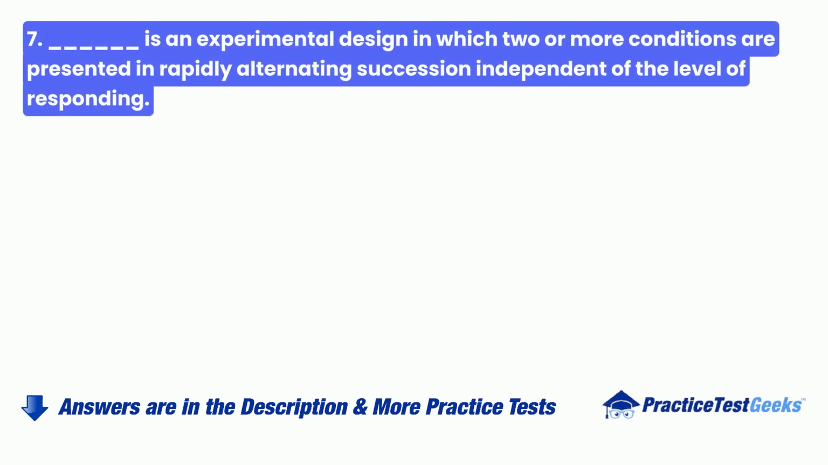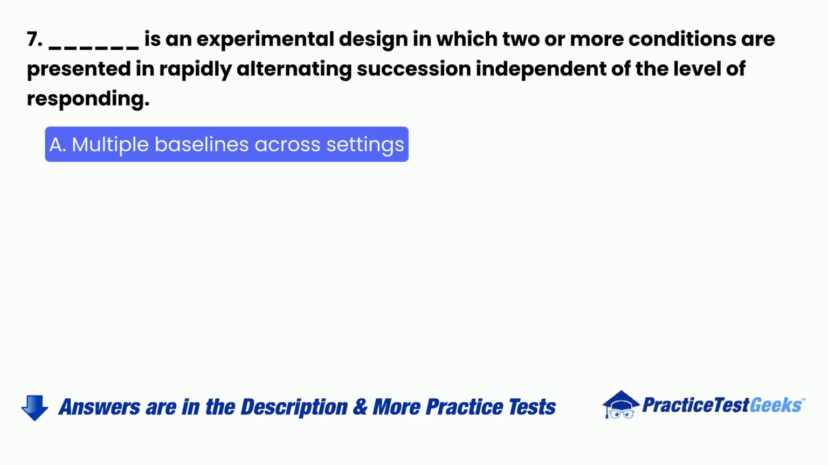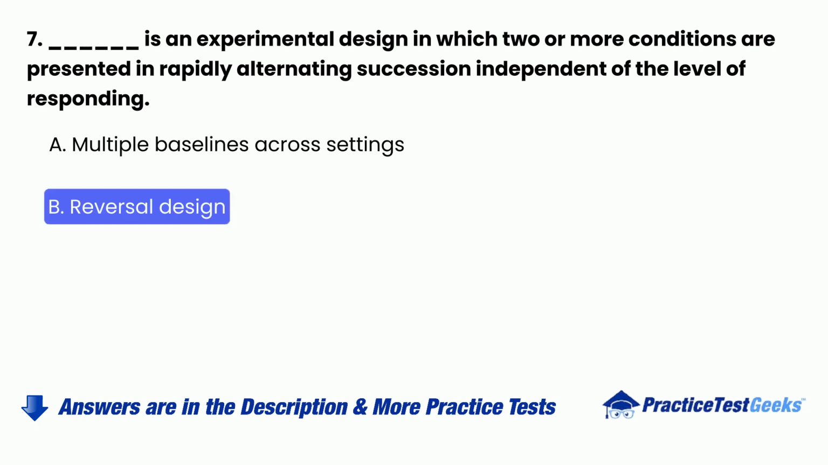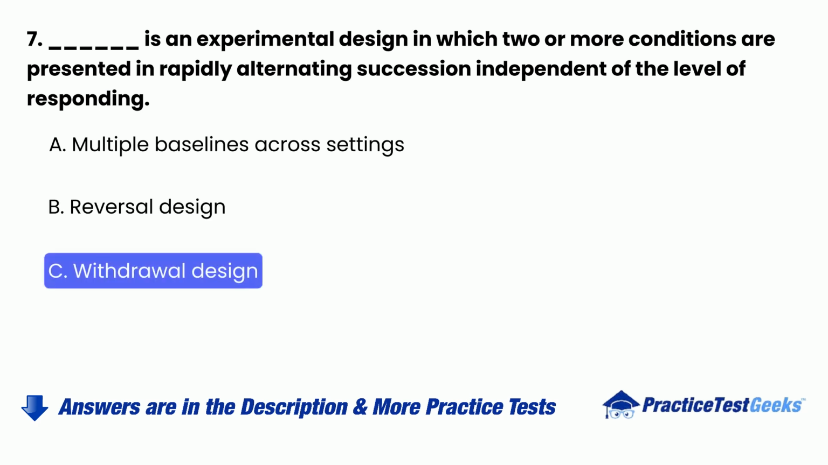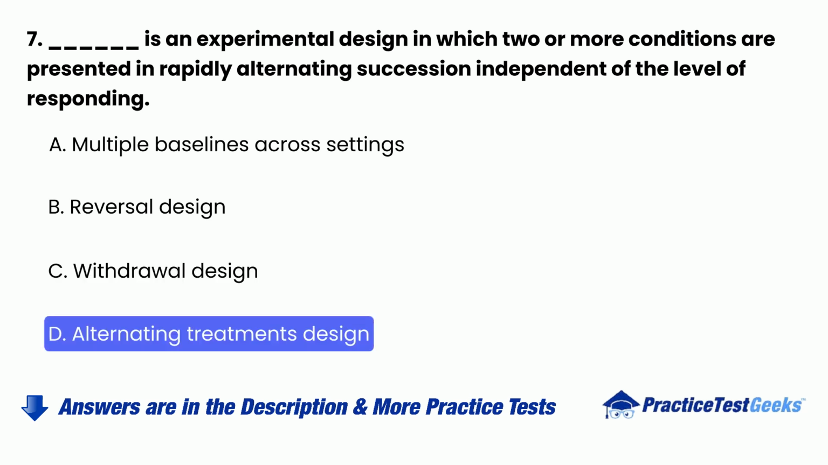7. Blank is an experimental design in which 2 or more conditions are presented in rapidly alternating succession independent of the level of responding. A. Multiple baselines across settings. B. Reversal design. C. Withdrawal design. D. Alternating treatments design.